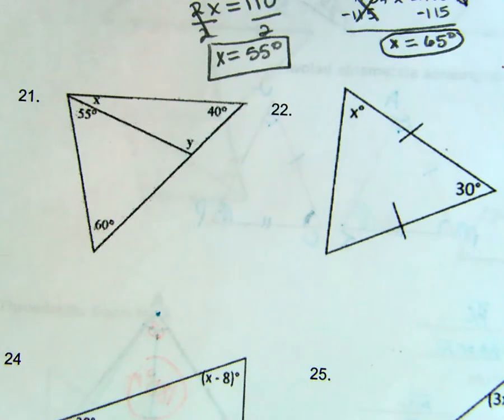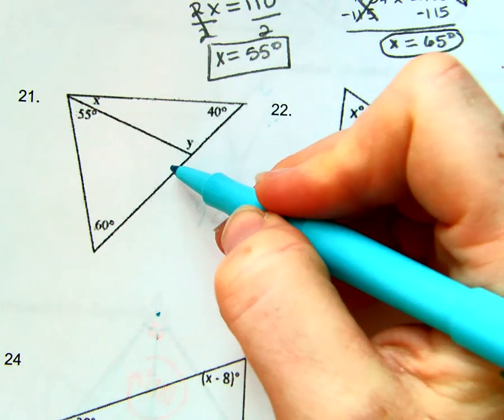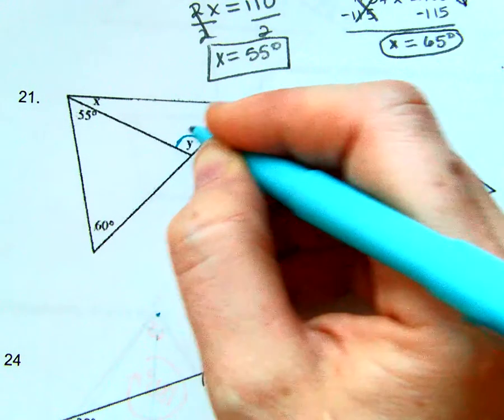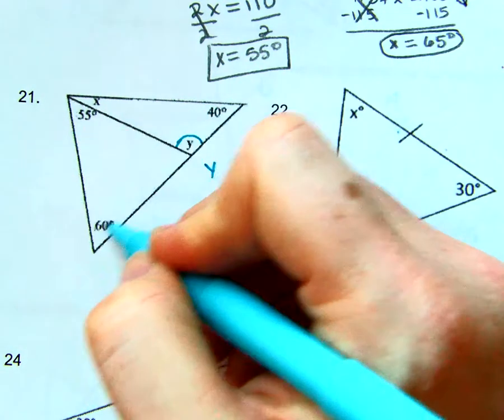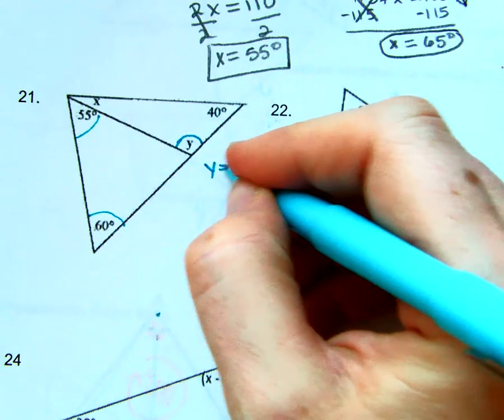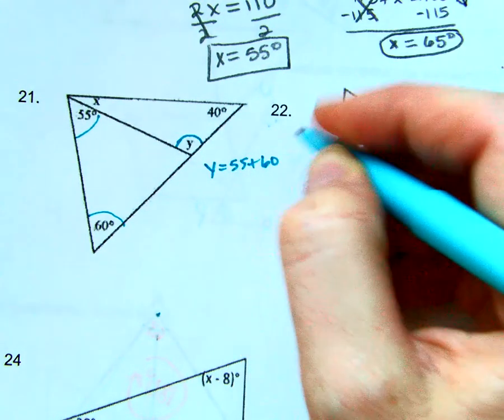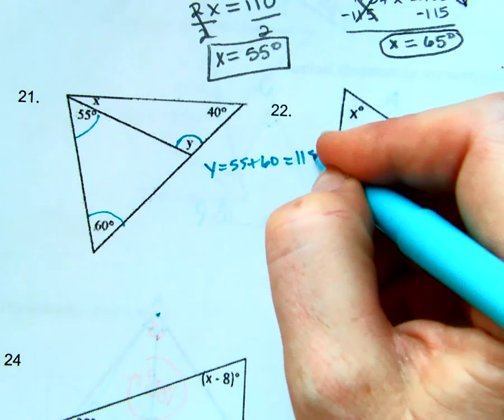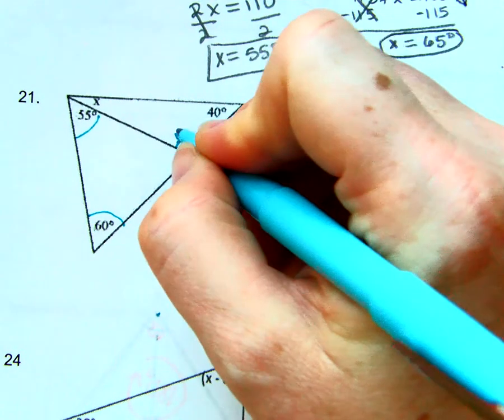Okay, moving on to 21. Lots and lots of ways I can work this. I'm going to do exterior angle theorem. I can find y, right? Y is exterior to this triangle right here. So I can find y just by adding 55 plus 60, which is 115 degrees, I hope. So 115.